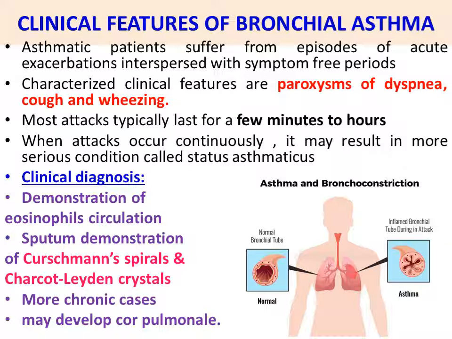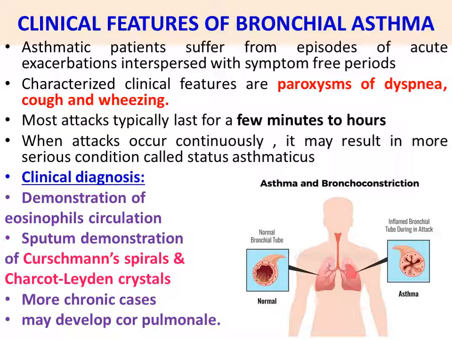Next, clinical features of bronchial asthma. Asthmatic patients suffer from episodes of acute exacerbations interspersed with symptom-free periods. So suddenly coughing will come, it decreases, and again coughing will come. These are acute episodes of cough. The characteristic clinical features are paroxysms of dyspnea, cough and wheezing. Dyspnea means difficulty in breathing.